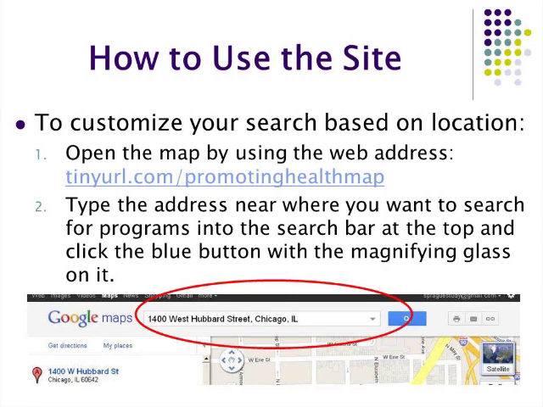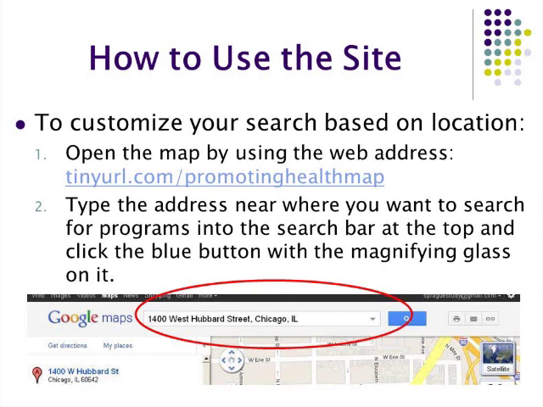So to customize your search based on location, the first thing you're going to do is open the map by using the web address below. That's the easiest way to access it. It's a tiny URL web address. And if you don't remember that web address, you can access it through the obesity page on ICAP's website.